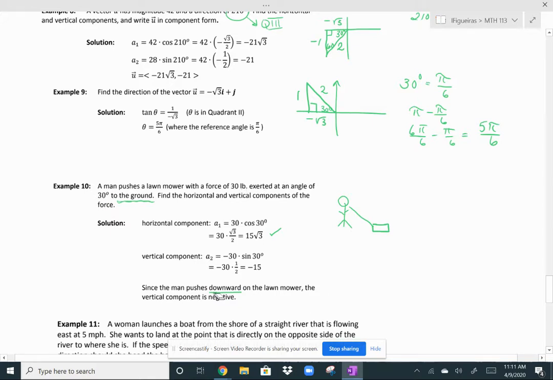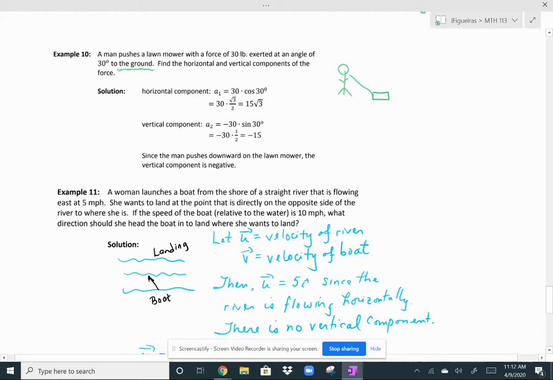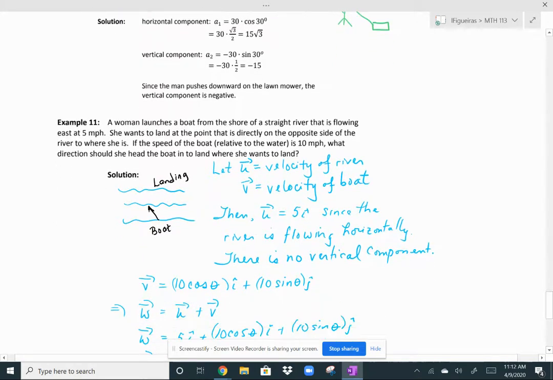Okay, so let's do another one. This one is a little bit more elaborate, more interesting. So example number 11, and it'll be the last one for this lesson.